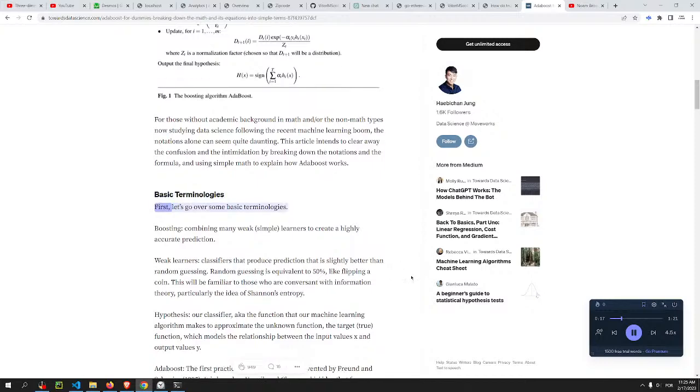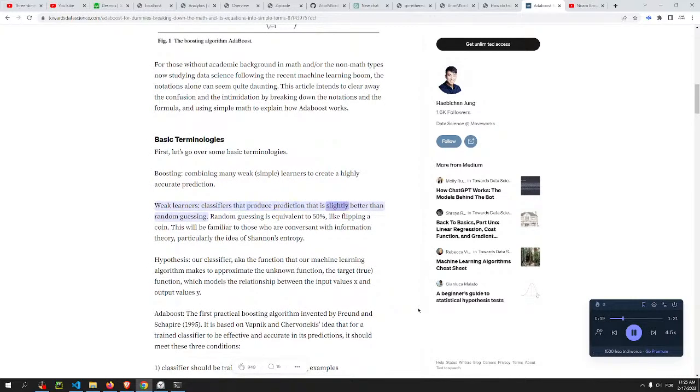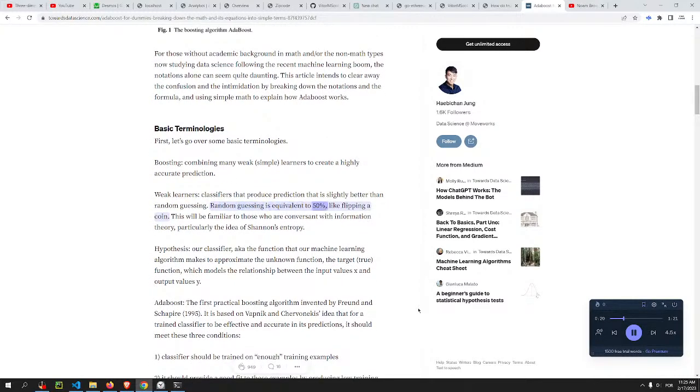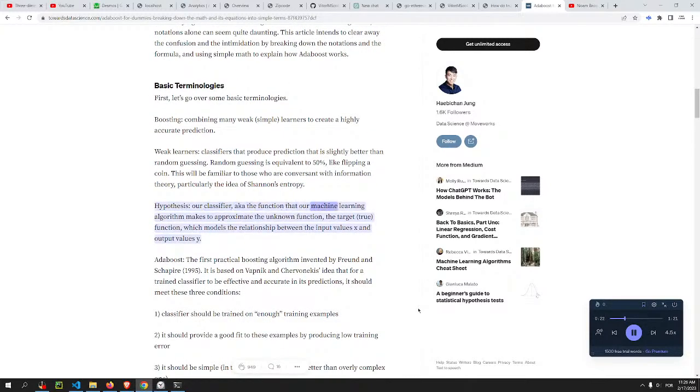Basic terminologies. First, let's go over some basic terminologies. Boosting: combining many weak, simple learners to create a highly accurate one. Weak learners are classifiers that produce predictions that are slightly better than random guessing. Random guessing is equivalent to 50%, like flipping a coin. This will be familiar to those who are conversant with information theory, particularly the idea of Shannon's entropy. Hypothesis: our classifier, aka the function that our machine learning algorithm makes to approximate the unknown function, the target, true function, which models the relationship between the input values x and output values y.